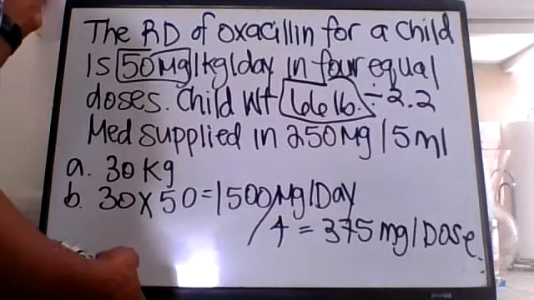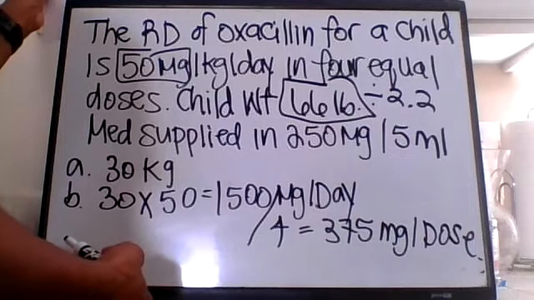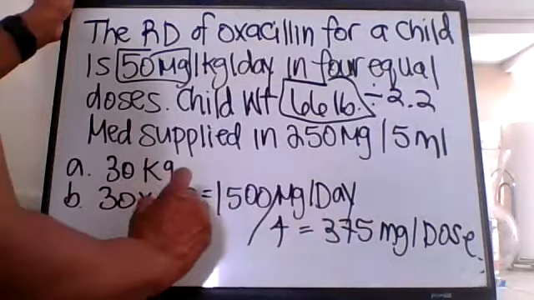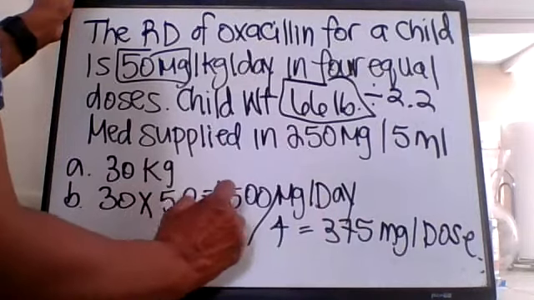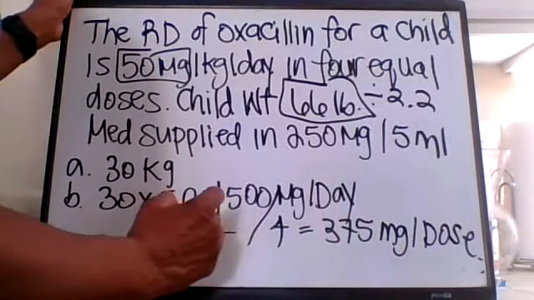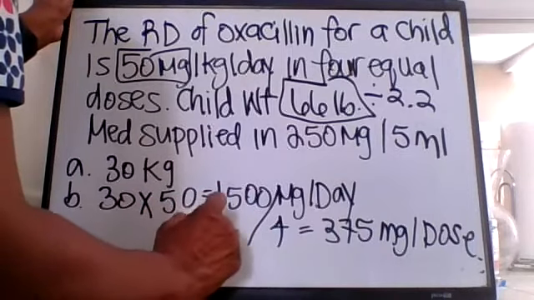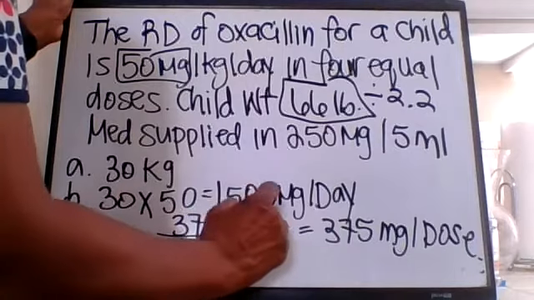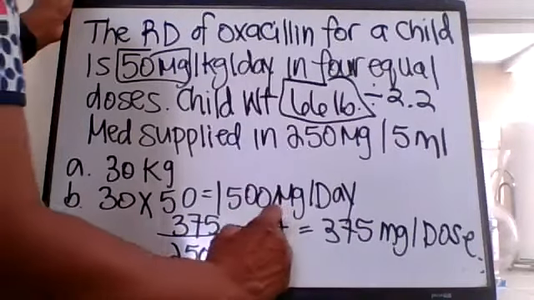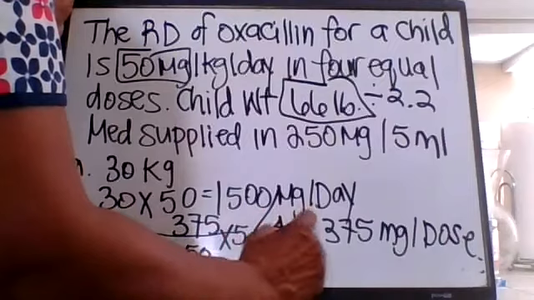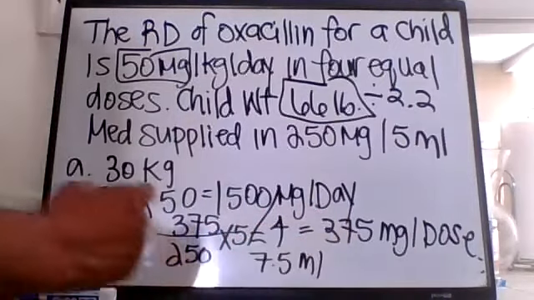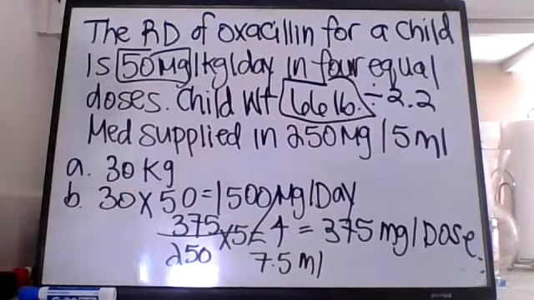And lastly, it says how many milliliters will be administered for each dose. So now we take that 375, that's the child's dose, and we divide it by 250, that's what we have on supply, times 5. And the answer comes out to 7.5 milliliters. Okay.